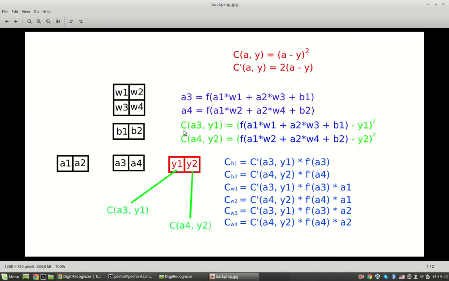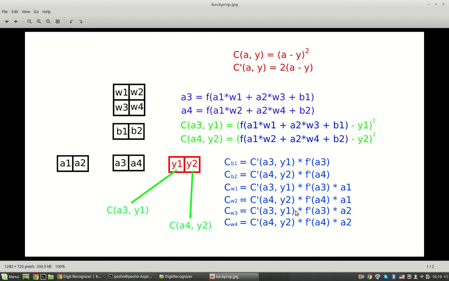Now let's take a look at the cost functions we have for Y1. The cost function at this cell, Y1, is the cost function with arguments A3 and Y1. The cost function at this cell is the cost function with arguments A4 and Y2. So let's write this down. We simply replace A3 with this here. Okay, I've put that in blue so you can see that easily. And we replace A4 here.